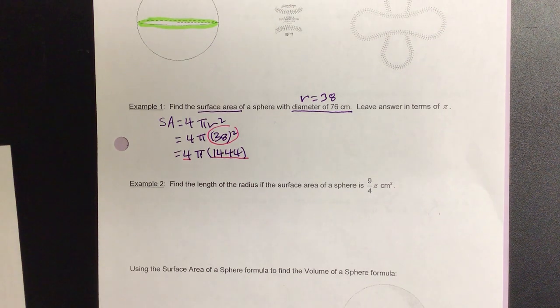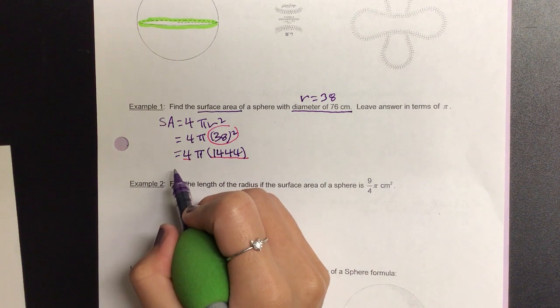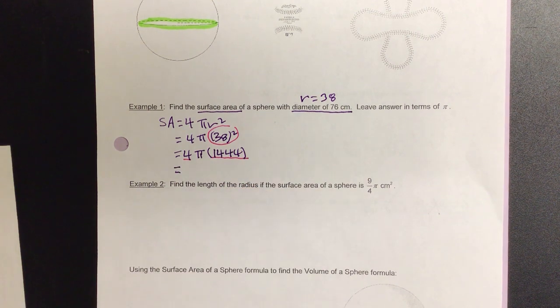Johnson, earbud out. Quint, earbud out. So 1,444 times 4. Both of them out.